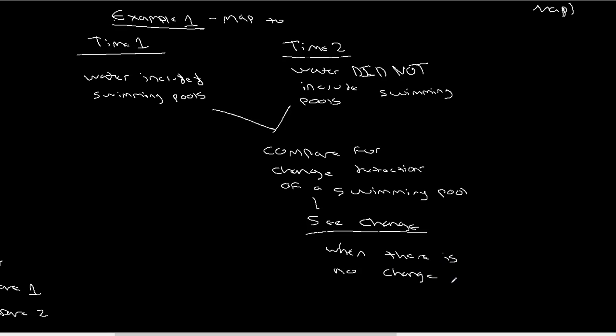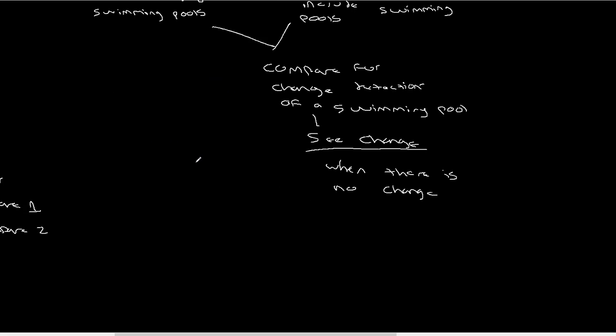Hopefully that makes sense. Again, I think it's conceptually pretty straightforward, but the idea is that one definition included pools and the other definition did not. So assuming there are no errors, which we'll talk about in a minute, if we compare for change detection, we're going to see change even though the swimming pool didn't go anywhere. Let's walk through one more example.